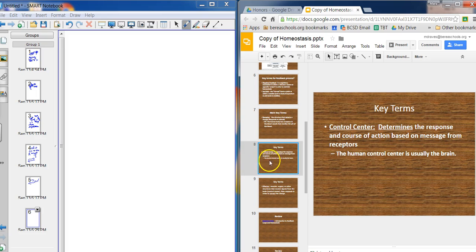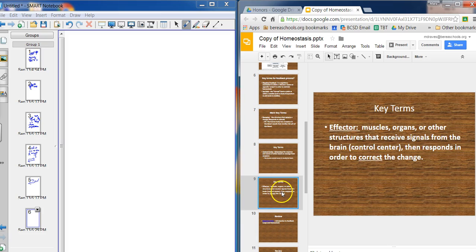The control center, again, determines the response and course of action based on what message it gets. So again, our control center is the brain. And then the effectors are the muscles, organs, or any other structures that receive signals from the brain and then respond in order to correct the change.